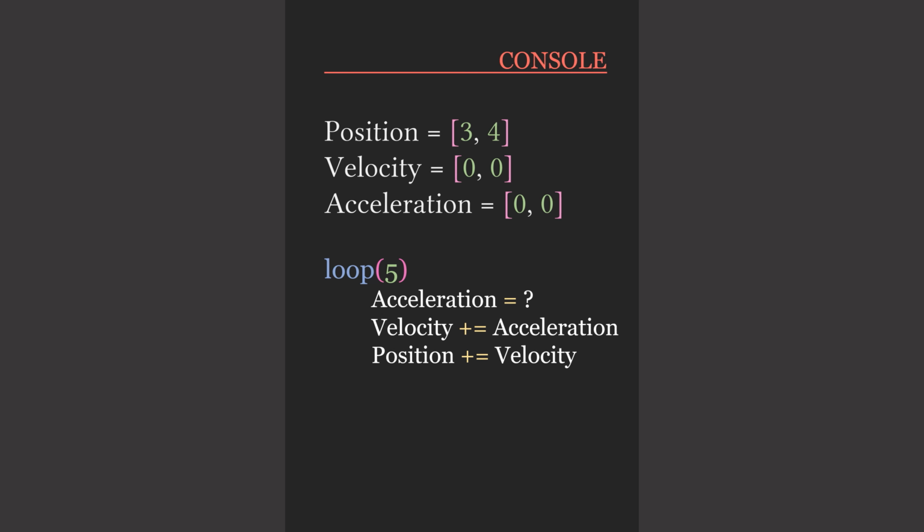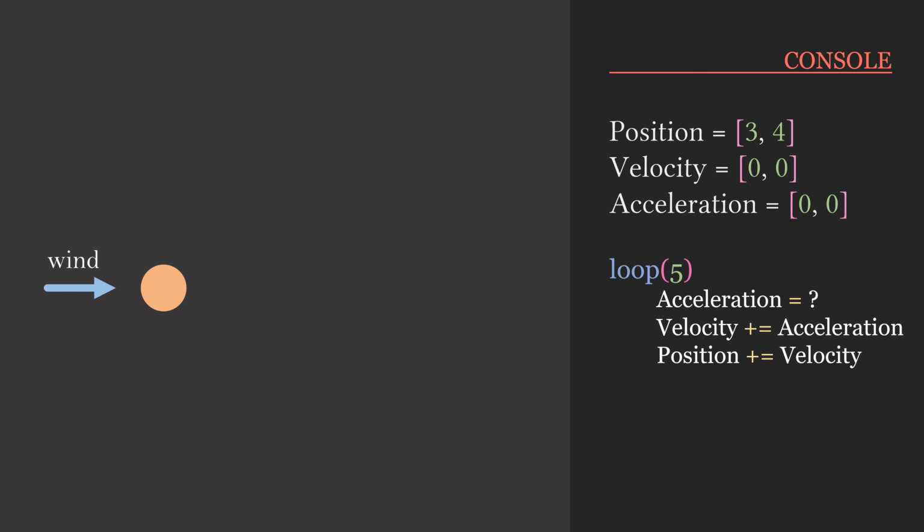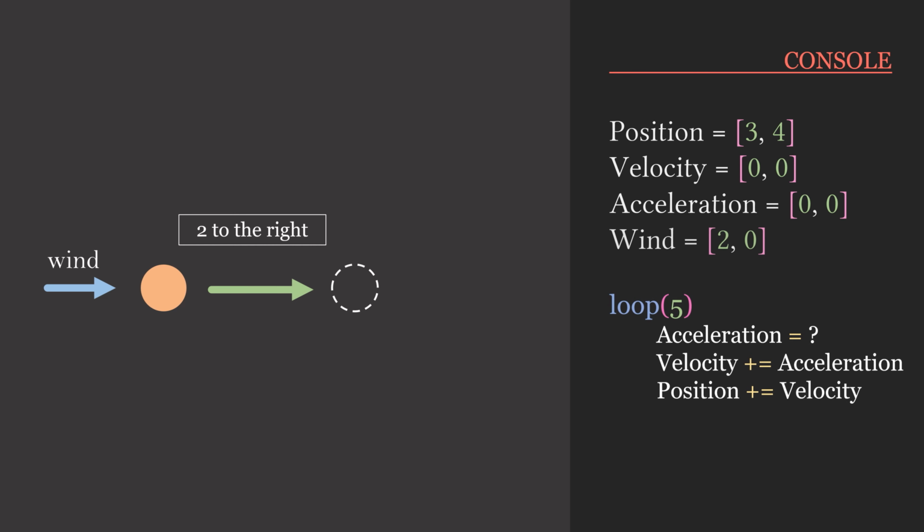But what is acceleration? Acceleration can be anything we want it to be. Remember our wind power pushing our circle to the right? We can make a list that we call wind that tells us how strong the wind force is. It pushes the circle 2 to the right, but not up or down. So the first element of the list is 2 and the second one is 0.